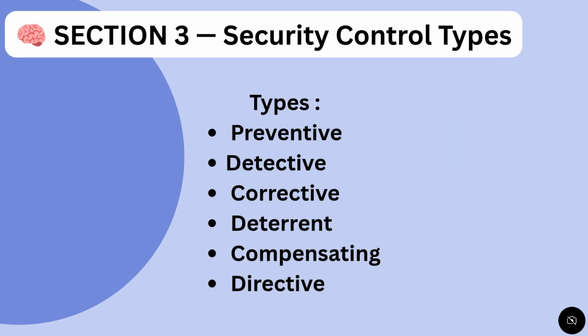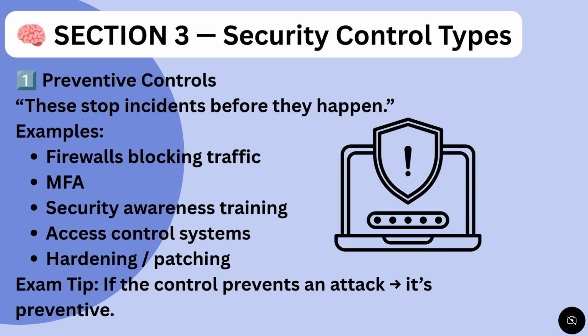Let's move on to the second classification, control type. This describes what the control actually does. First, preventive controls. Preventive controls stop incidents before they happen. Their purpose is to reduce the likelihood of the threat succeeding. Examples include a firewall blocking traffic, multi-factor authentication, security awareness training, access control systems, and system hardening. If the control prevents an attack, it is a preventive control.